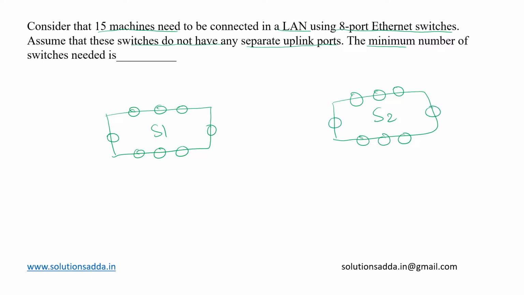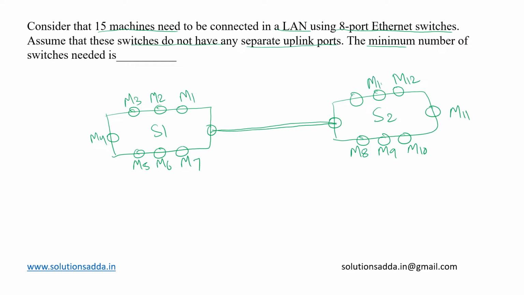Now as we can see, we need to connect 15 devices, but these two switches would need to be connected with each other using one port. So this particular port would be used for the connection, and in the remaining ports we can configure the devices. So let us see if we can adjust 15 machines using this. Let us call those machines M1, M2, M3, M4, M5, M6, M7, and rest of them we can put over here: M8, 9, 10, 11, 12, 13 and 14.